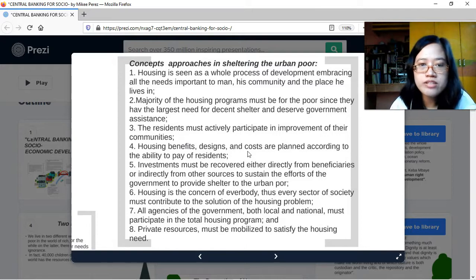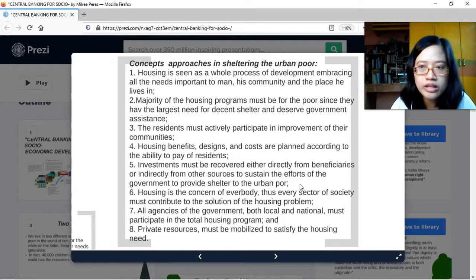Okay, housing benefits, designs, and costs are planned according to the ability to pay of residents. But essentially, if you're unemployed or you don't have a stable job, it would be difficult to avail of those programs. Investments must be recovered either directly from beneficiaries or indirectly from other sources to sustain the efforts of the government to provide shelter to the urban poor.